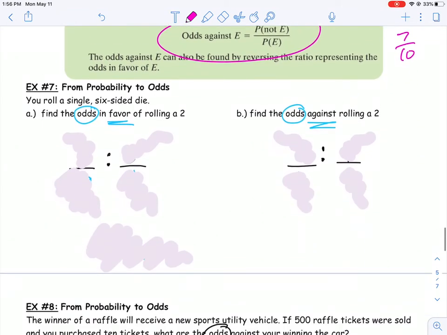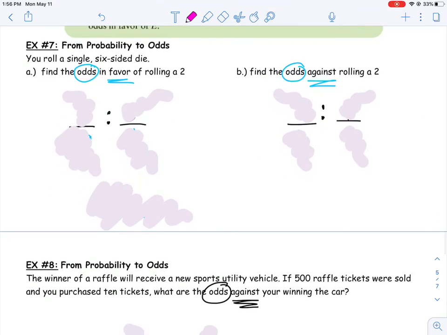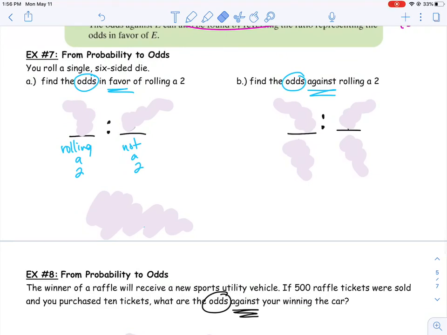Let me show you a few examples of odds. Example number 7 says you roll a single 6-sided die. Part A says find the odds in favor of rolling a 2. So we want to set it up as an odds problem. Looks a little bit different than probability. In an odds problem, if I'm doing the odds in favor of rolling a 2, then that means these are all the numbers of times rolling a 2 versus not rolling a 2. And then we write it kind of in this little setup where we have the little colon in between. So find the odds in favor of me rolling a 2.